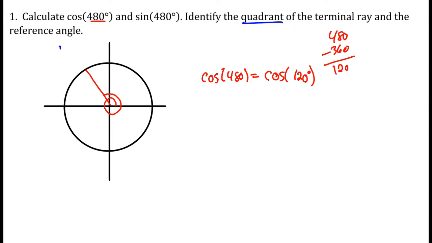What quadrant am I in? I'm in quadrant 2, which I know is minus plus. In quadrant 2, my x values are negative, or my cosine values are negative, and my sine values are positive.